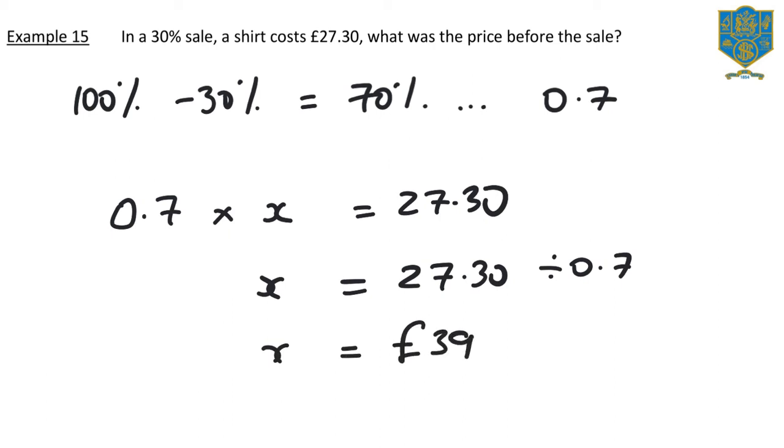So that's a different way of setting it up, where you need to work out your new percentage value to get your multiplying factor, and then calling the original amount x. And we can see that the answer doesn't change, it's the same answer, it's just a slightly different technique.